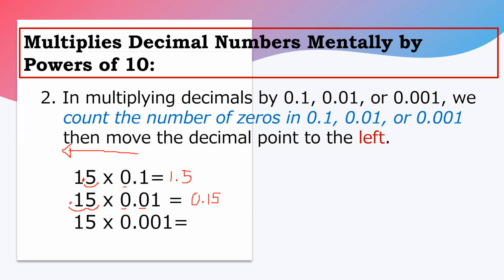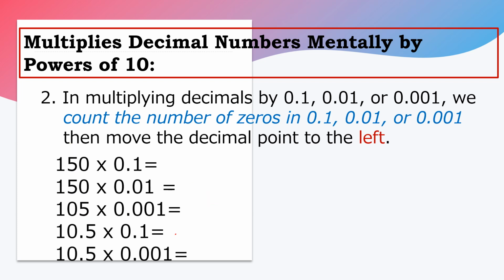What about the last example? 15 times 1,000. Ilan ang 0 dyan? Tatlo. So, we have 1, 2, 3. Ibig sabihin, mag-move ako ng tatlong beses sa 15. So, bilangin natin, 1, 2, 3. Dito mo ilalagay ang decimal point. Anong mangyayari dun sa empty space? Kagaya ng ginagawa natin lagi, lalagyan mo o dadagdagan mo lang ng 0. So, magiging sagot natin ay 0.015 or 15 thousands. At dahil may decimal point or walang number sa unahan ng decimal point, lalagyan natin ng 0.